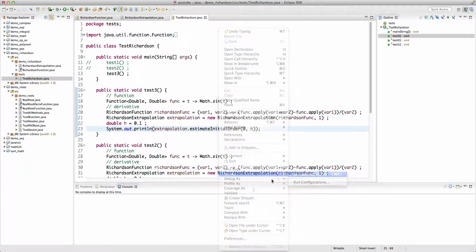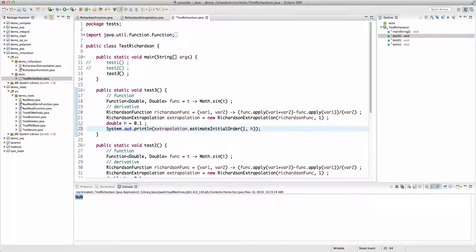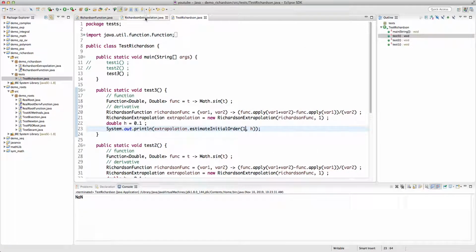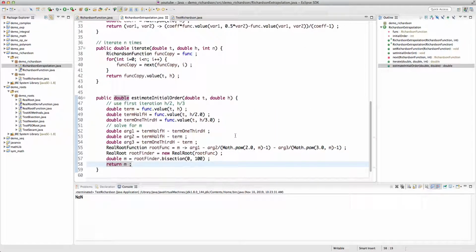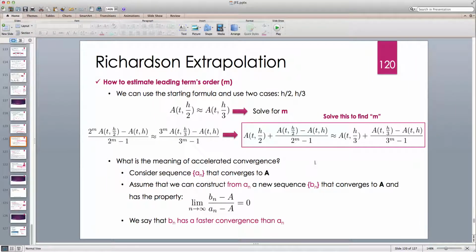So let's see. It returns a none, so it cannot find. Let's see at 1. It still returns a none, so apparently there is no solution here. Let's go back. So we calculate the half h minus the third here, and plus this one, half minus a over 2 to the m minus 1.